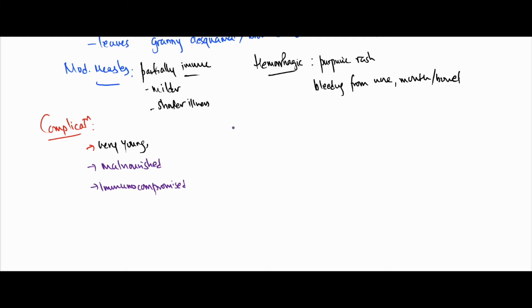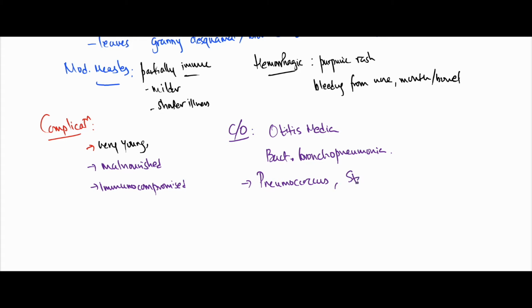So what are the chief complications? Chief complications are otitis media and bacterial bronchopneumonia. So what are the common organisms affecting it? Some of them are pneumococcus, Staph aureus, and some gram-negative bacteria.